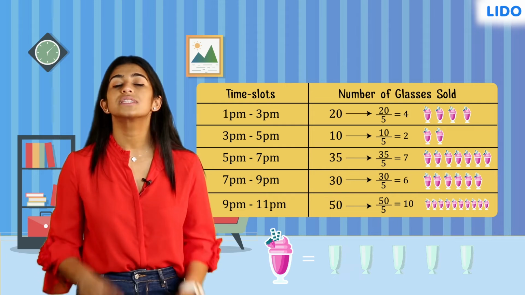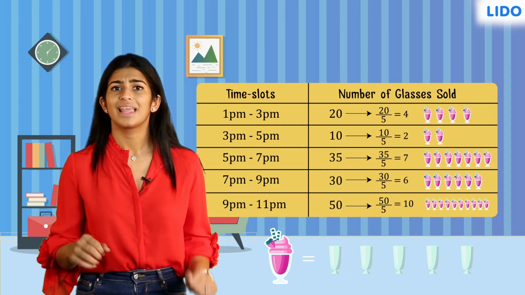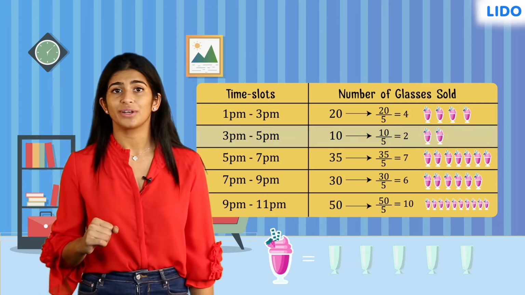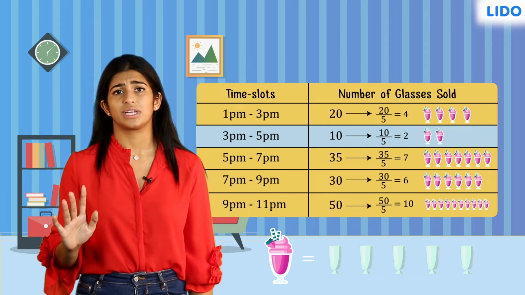In which slot was the least number of milkshakes sold? It's 3 p.m. to 5 p.m. slot, since it has only 2 stickers.